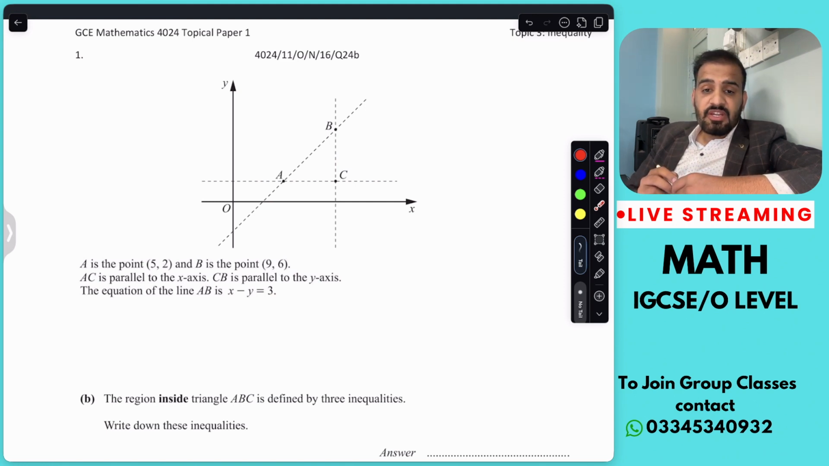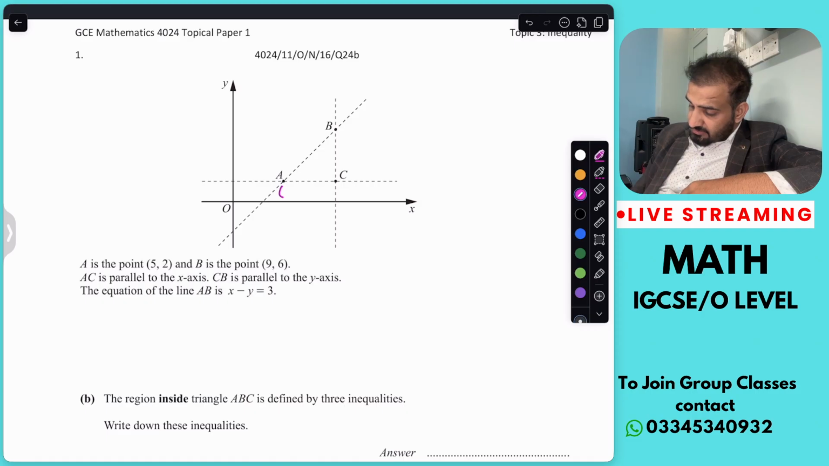The region inside triangle ABC is defined by three inequalities. Write down these inequalities. So we have this region. This is region R, and the coordinates of A are (5, 2). The coordinates of B are (9, 6). So the coordinates of C, we can easily find.